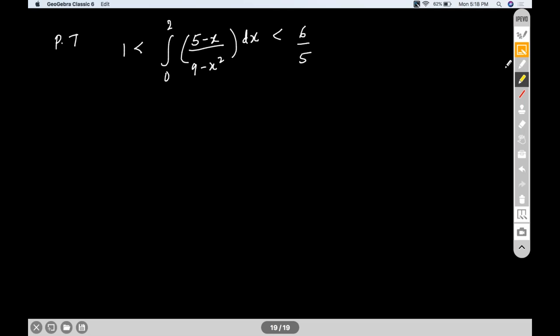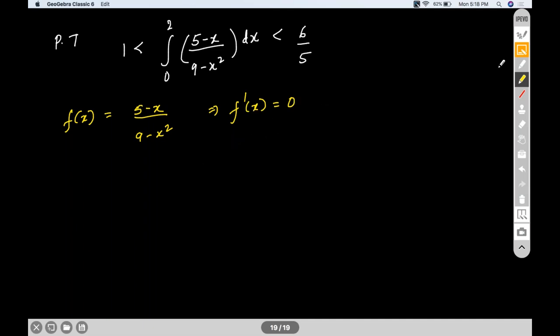Okay, all you need to do is figure out the global maximum and global minimum of this function in the interval 0 to 2. So if you see this function, let's try to figure out where the global maxima and the minima of this function lie. For that, we need to put the derivative of the function as zero, and see what roots come out from this.